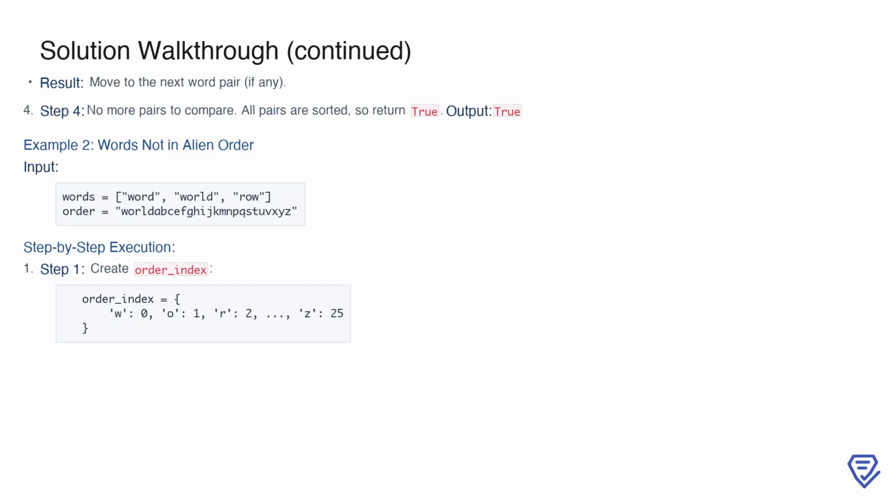Moving to the second example, the input words are word, world, and row, with the alien dictionary order specified as world_absefgijkstuksies. First, we create the order_index mapping, assigning each character in the alien order its index. For instance, W corresponds to 0, O to 1, R to 2, and so on. This mapping helps us efficiently compare characters based on their relative positions in the alien dictionary.